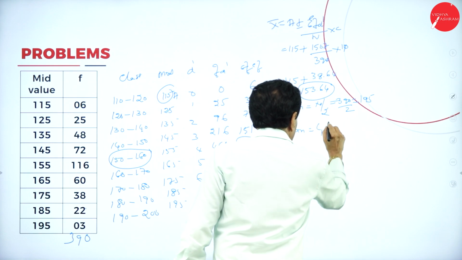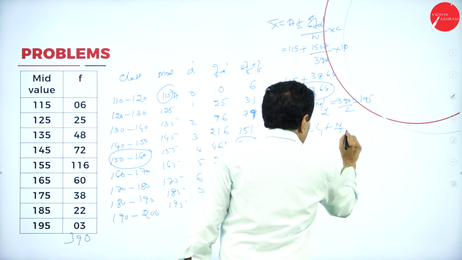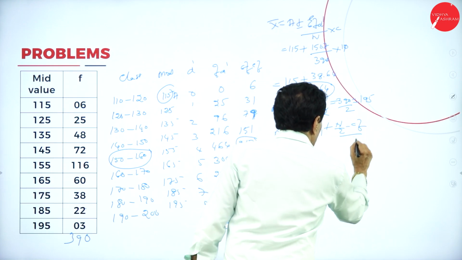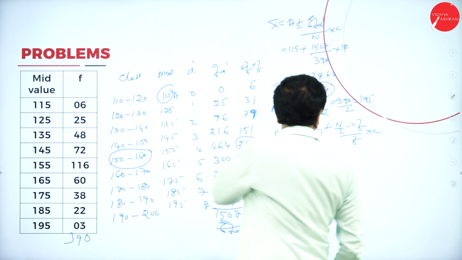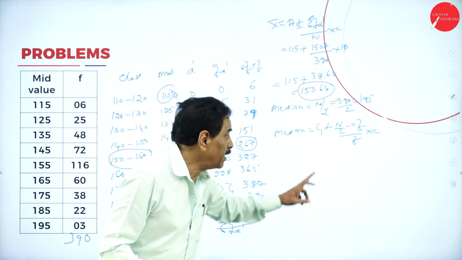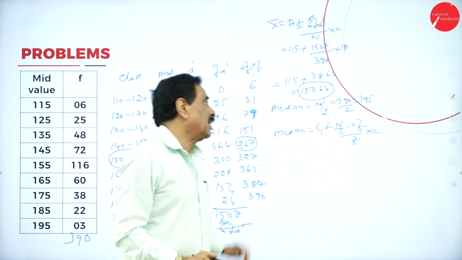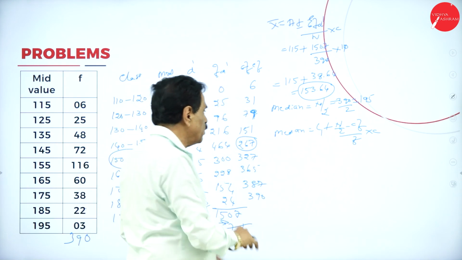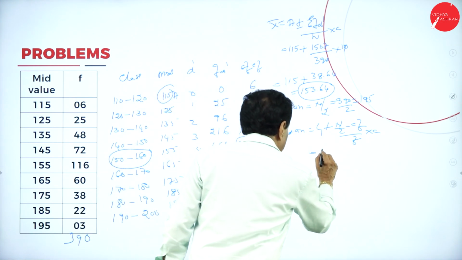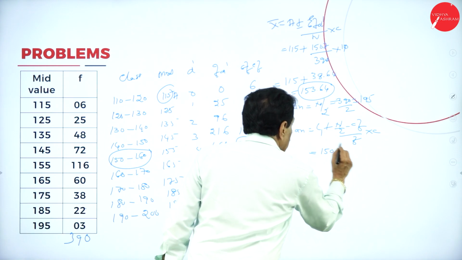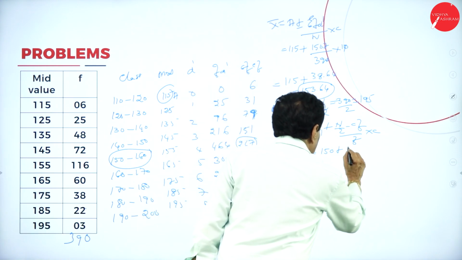Median is equal to L1 plus (n by 2 minus CF) over F into C. What is your L1? Which range you have selected? 150. What's your n by 2? 195.